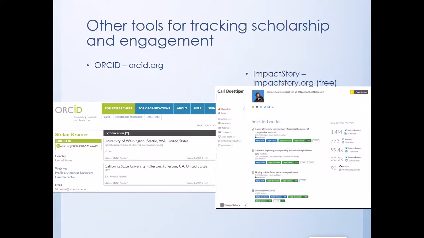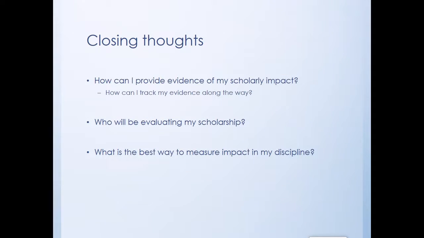So if your name is Jane Smith, people might have trouble finding your articles, right? Or if you were misspelled, which happened to me, or if you change names, right? These are all things that make it harder for people to track your works. ORCID is designed to replace that. It's kind of like social security numbers for research. But Stefan will talk about it. And then finally, Impact Story is designed to be like an online CV supplement that showcases your altmetrics for different works. All right. And we can talk more about all of those.